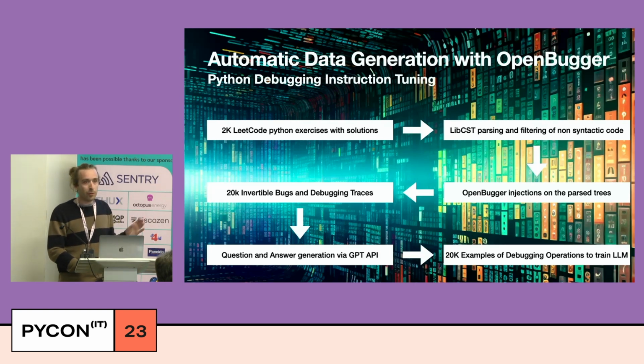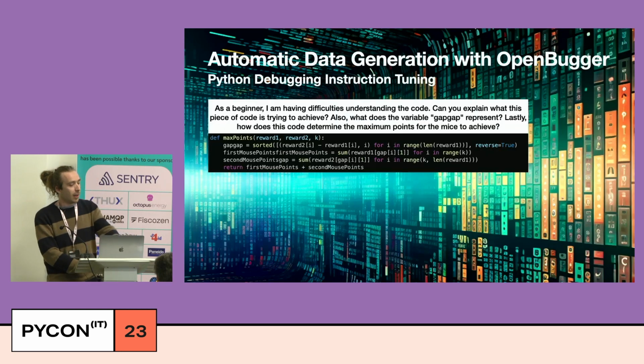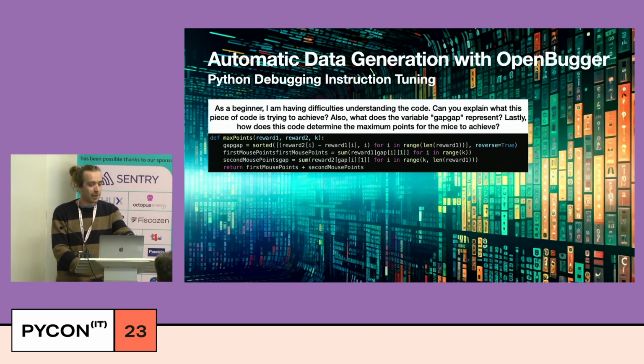We remove that. We parse it with OpenBugger, inject bugs, and create 20,000 couples of bug and debugged code, and actually debugging trace. We give this as input to GPT, and use it to create 20,000 examples of debugging operation. So this was the code that actually has some simple bugs that change the names of things. And this is what GPT comes up with from the bugged code and the original code as a beginner question.